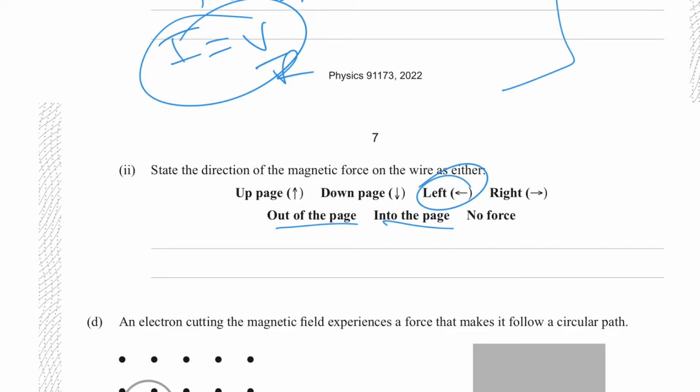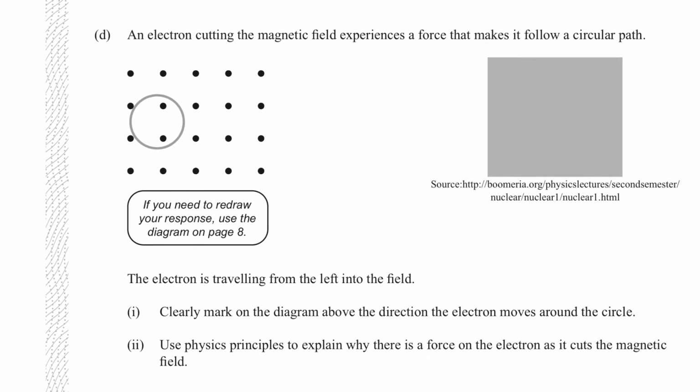D: an electron cutting the magnetic field experiences a force that makes it follow a circular path. Cool. This is like what we used to get in some of the integrated physics when that was a standard years ago. So you'd have some mechanics and stuff, but we'll see. This is maybe linking a bit too much mechanics into electricity, but still very cool. So the electron's traveling from the left into the field.